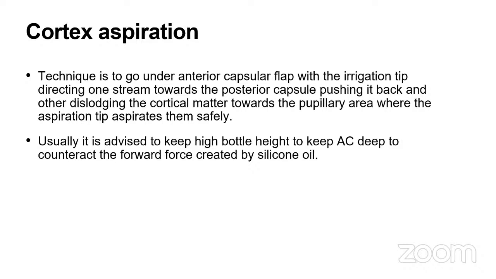Usually it is advised to keep a high bottle height, to keep the AC deep and to counteract the forward force created by silicone oil. But sometimes there may be fluid misdirection also. In that case, there will be constant shallowing of the anterior chamber. So if we suspect any anterior chamber fluctuation or narrow shallowing of the anterior chamber despite usage of viscoelastic, then we have to assume that there might be fluid misdirection. In these cases, we should avoid keeping a high bottle height. We should operate the case in very low phaco parameters.